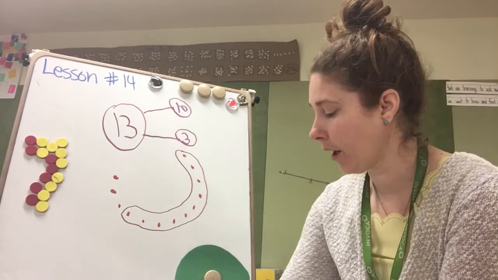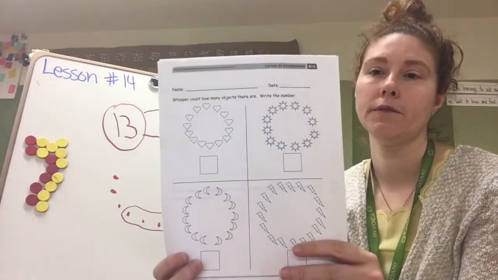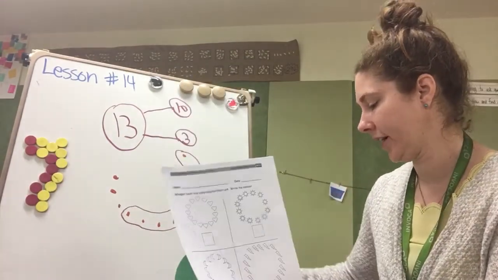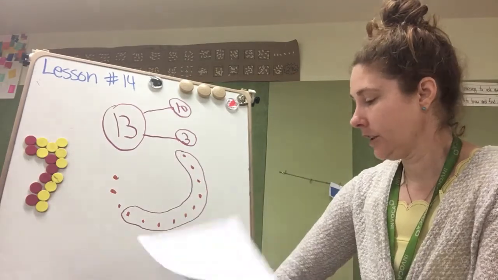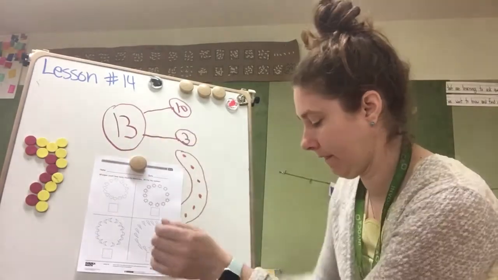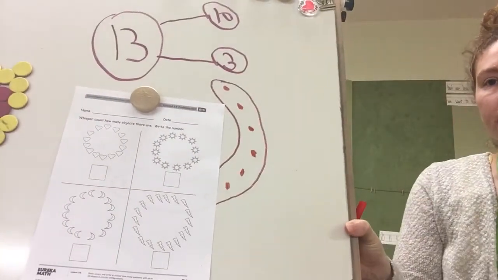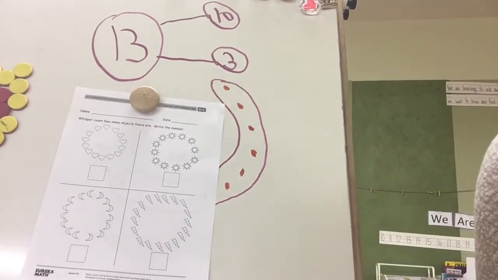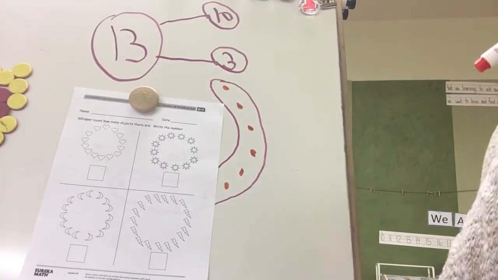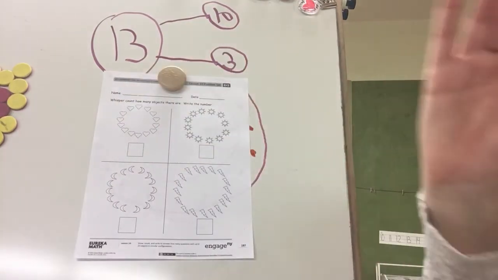Okay, guys, let's get to our problem set. So our problem set today, does this look familiar? Yes, we were just doing this. So this should be pretty simple for us to do now. So the first page, page 187, whisper count. Let's bring the board closer for you guys to really be able to follow along. It says whisper count how many objects there are, and then write the number. So very similar to what we just did on the board, and also similar to the fluency template, just now they're in a circle shape instead of in rows or columns.